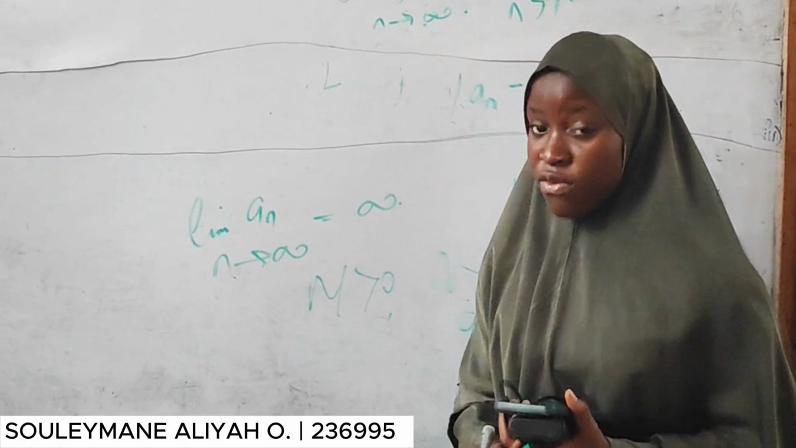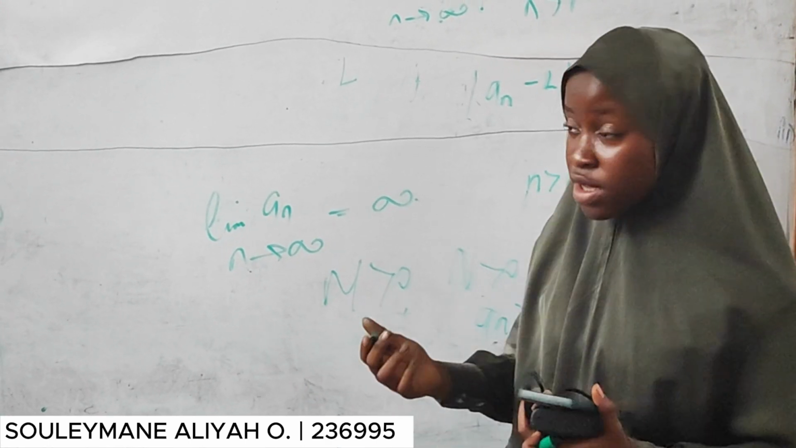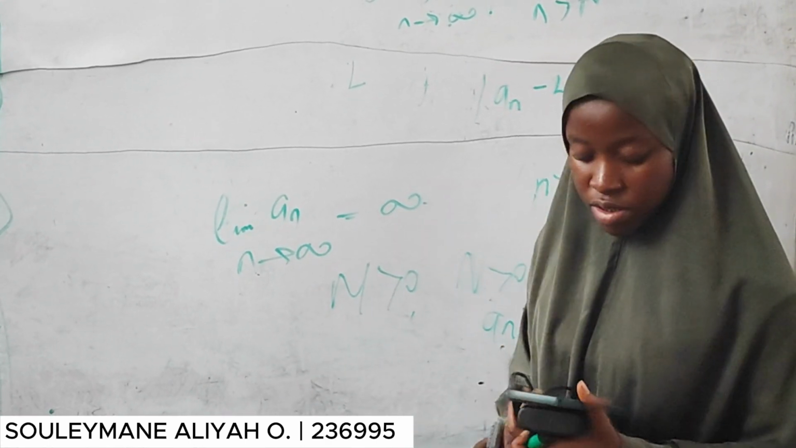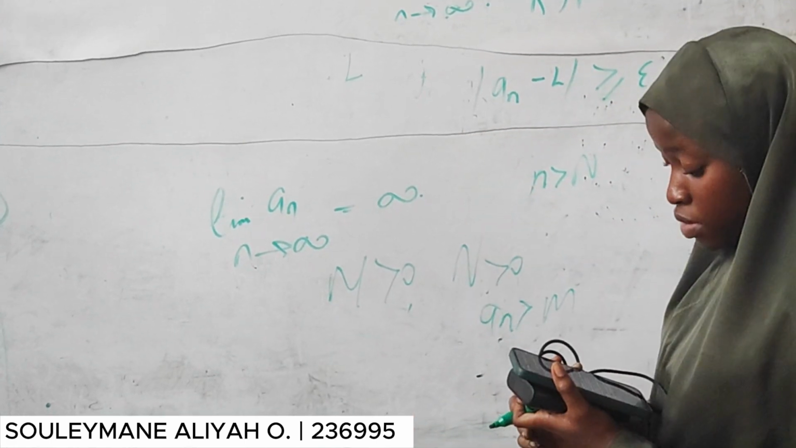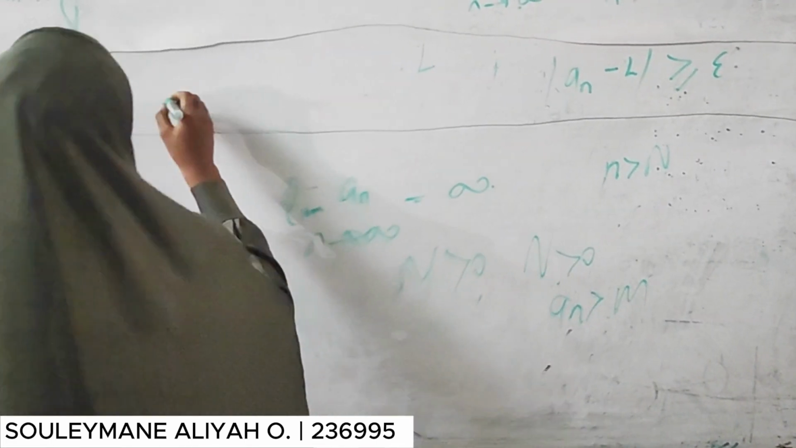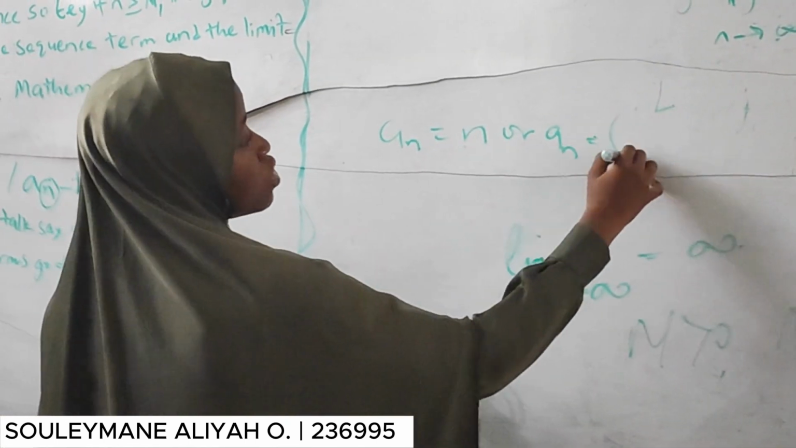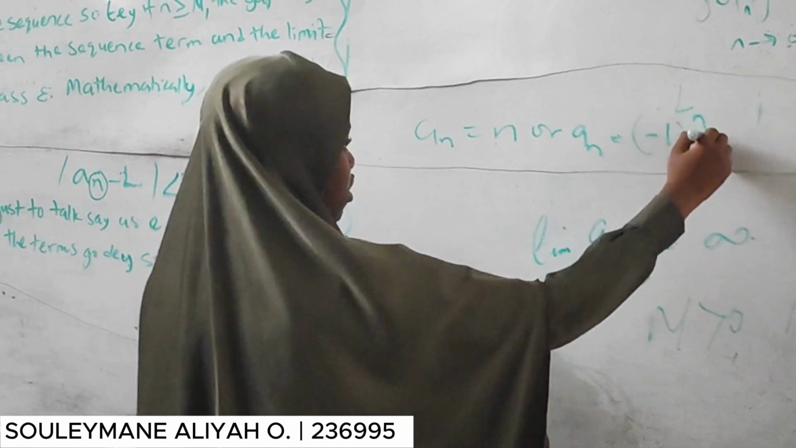There are multiple examples of divergence. I will probably just mention three: oscillatory divergence, unbounded divergence, and undefined limits. I'll talk about unbounded divergence. It is a sequence that goes without return. For example, we have a_n equal to n, or a_n equal to minus 1 raised to the power n.